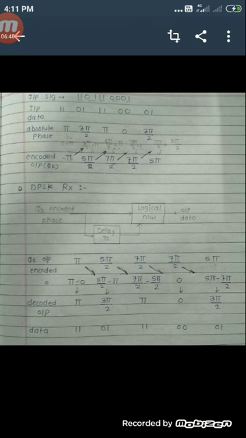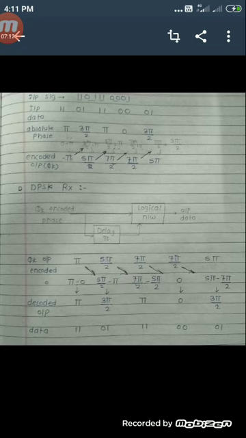For the third symbol, the current phase is 7 pi by 2, and the phase of the previous symbol is 5 pi by 2. So 7 pi by 2 minus 5 pi by 2 is equal to pi. In this way we will get the decoded output: pi, 3 pi by 2, pi, 0, 3 pi by 2. Okay, so this is the decoded output.